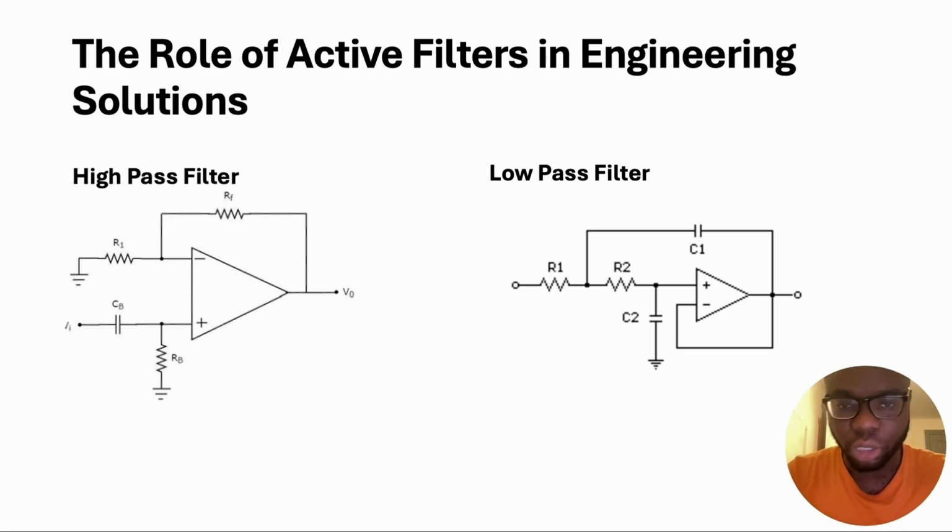So as you can see on my left, I have the high pass filter. It allows high frequency signals to pass while attenuating low frequency signals. The capacitor C1 and resistor R1 determine the cutoff frequency. As you can see on my right, I have the low pass filter. It allows low frequency signals to pass while attenuating high frequency signals. And the capacitor C1 and R2 set the cutoff frequency. Now let's head to the demonstration of the code.